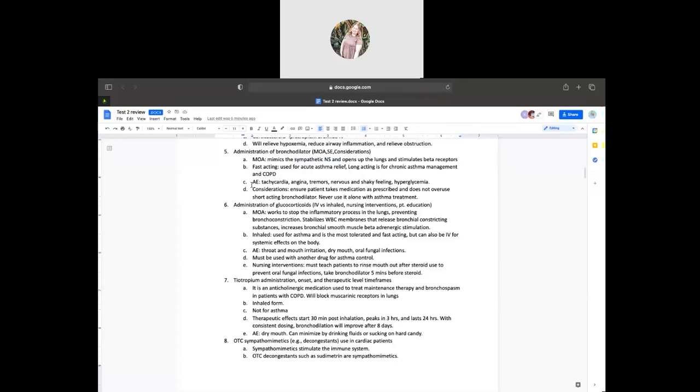A consideration with bronchodilator administration is we need to always make sure the patient takes that medication as prescribed and does not overuse the medication. And they need to know the difference of when to use a short-acting medication and a long-acting medication. Remember, we never use these medications alone in asthma treatment. We always are going to use them with a steroid.